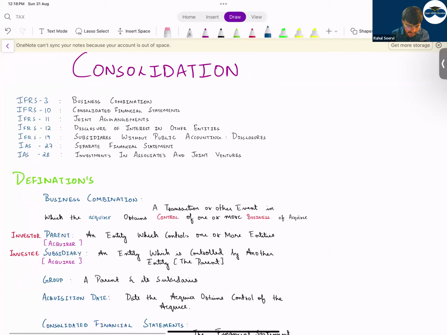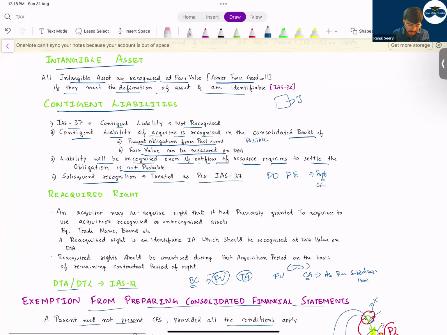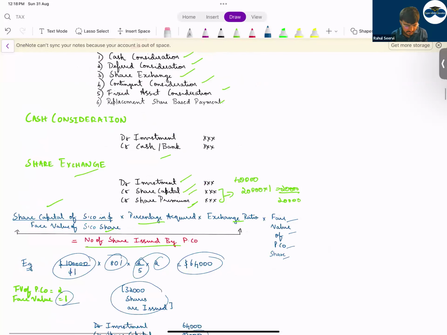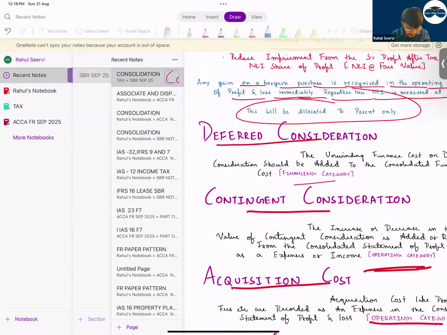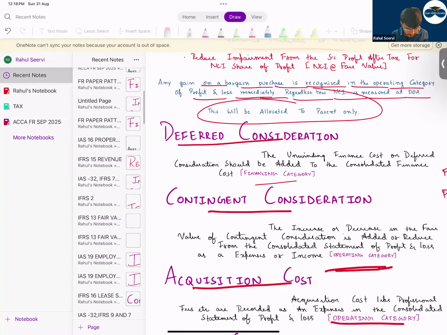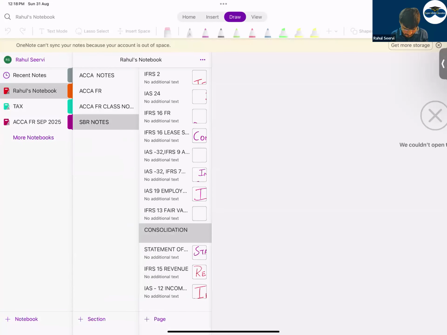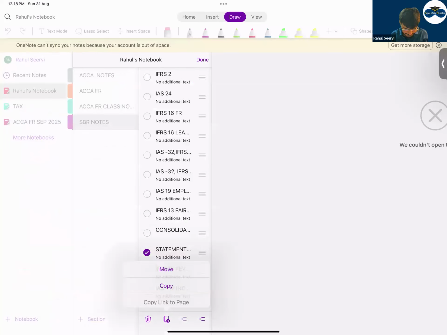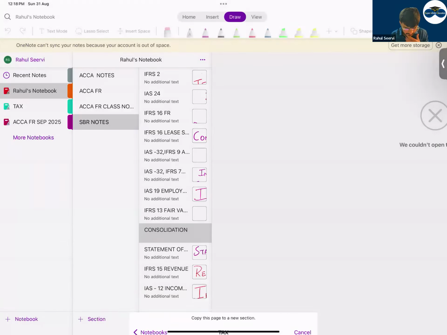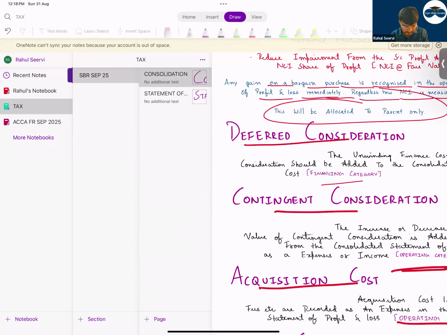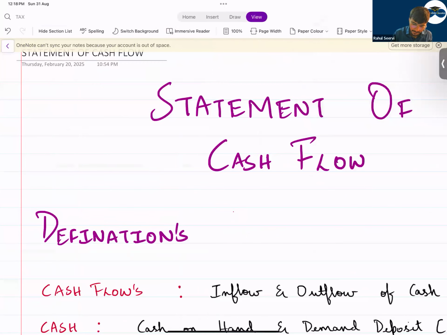So with this, this part is completed. Now the last topic which we'll be doing is the cash flow part. That is also very important. Now, chalo, let us start with the cash flow. This will not take much time.